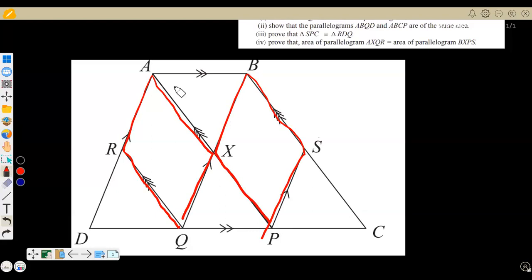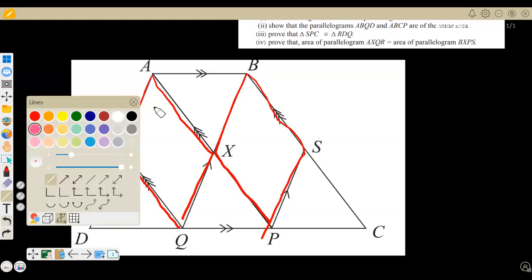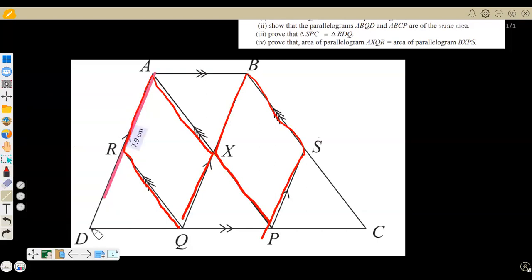We know that the parallelogram ADQB or ABQD මෙන්න මේ parallelogram එක. නේද? මෙන්න මේ parallelogram එක කාටද equal වෙන්නේ? ABCP කියන parallelogram එකට equal කියන එක දැනටමත් අපි දන්නවා.